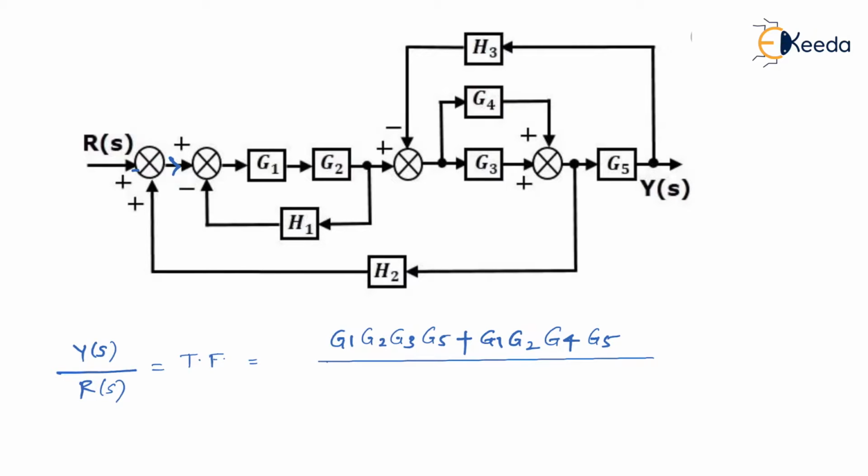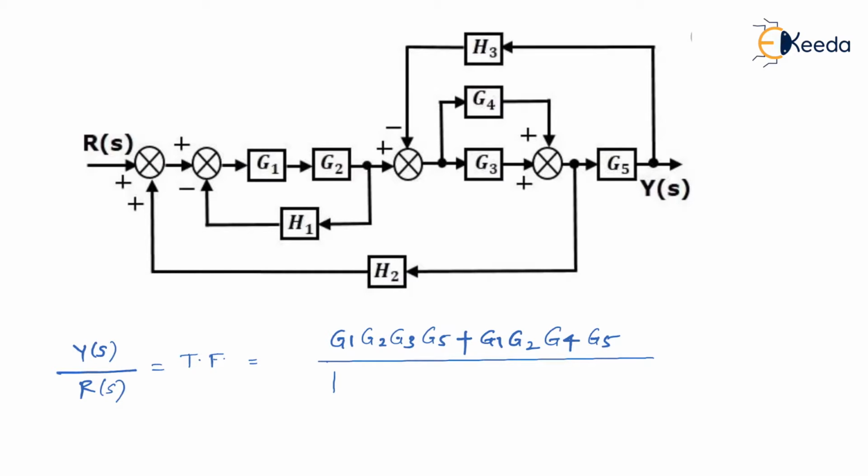Starting from R(s), then G1, then G2, then traveling upwards to H3. This is not allowed because if you look at the direction, this H3 is a reverse path transfer function, a block which is used as a feedback element. Then you cannot use it for a forward path. So the transfer function numerator is ready. What is left is the denominator. In the denominator, by default, 1 will come, then a plus sign for negative feedback and a negative sign for positive feedback.